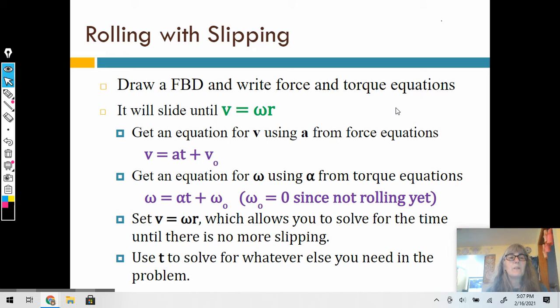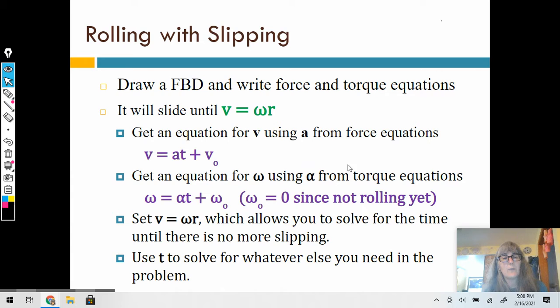So here we go. First step is to draw a free body diagram and write your force and torque equations just like usual. And the key thing here is that it's going to slide until the speed is slow enough that it rotates. So until this condition is met, that V is equal to omega R, so that the translational speed is equal to the rotational speed times the radius. So the strategy is, from your free body diagram and force equation, you're going to get an expression for acceleration, and then you're going to plug that into an equation for V.